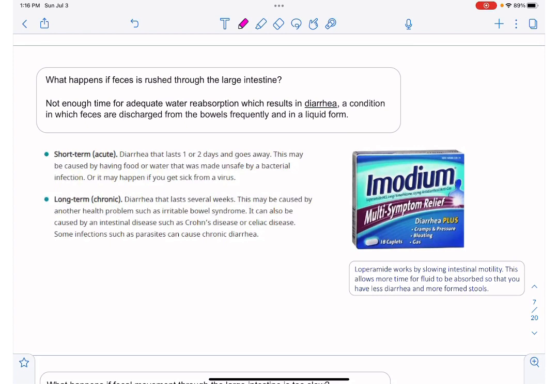All right, so I have a question for you. We have all this motility going on that's moving this material through the large intestine. What happens if this material is rushed through the large intestine? Okay, this occurs too quickly. Food does not spend enough time in the large intestine. Well, if that's the case, then there's not going to be enough time for adequate water reabsorption. And so there's going to be a large amount of water in the stool. And that's a condition called diarrhea, where feces are discharged from the bowels frequently in a liquid form.